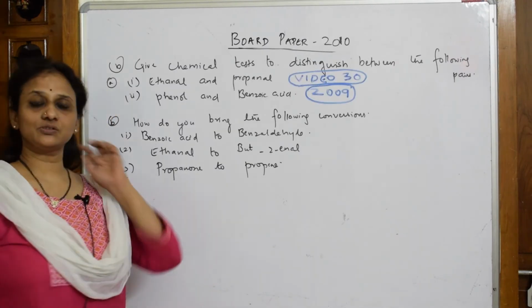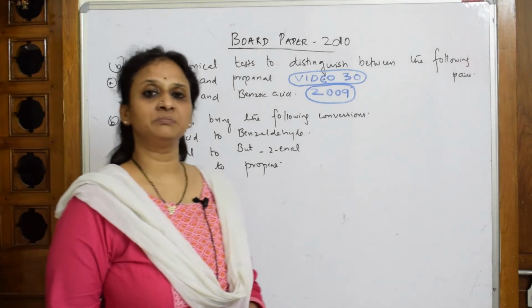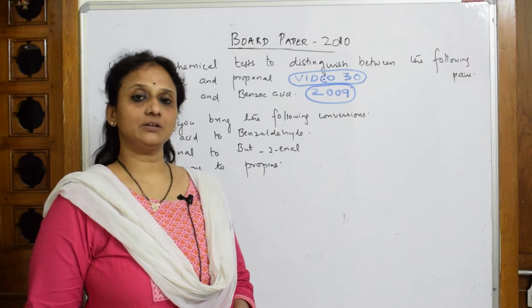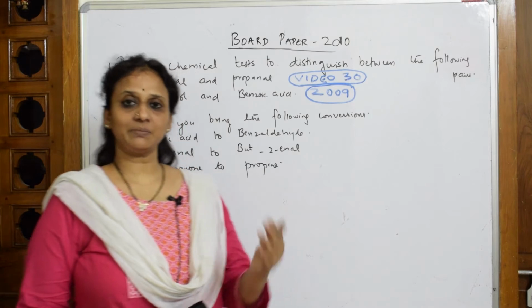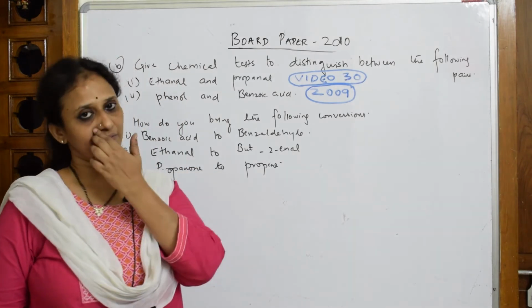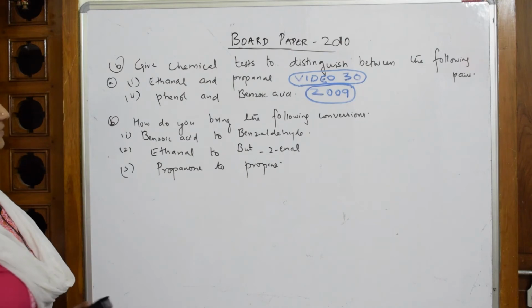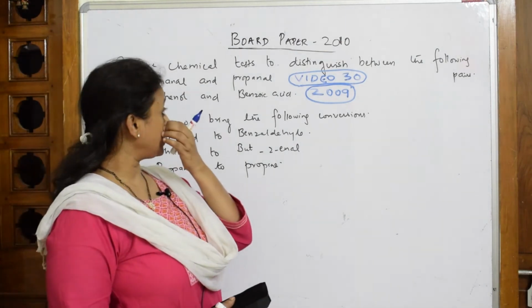So let us come back and do the 2010 part B question, right? Basically, you have your choice in your 30 marks. Earlier we used to have 30 questions. There you had a choice between part A and part B. Again, part A had 5 questions and part B had 5 questions. So this is the 2010 part B question. What do they give us? They have given us the chemical test to distinguish between ethanal and propanal.